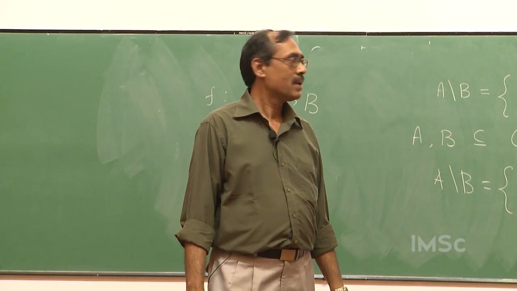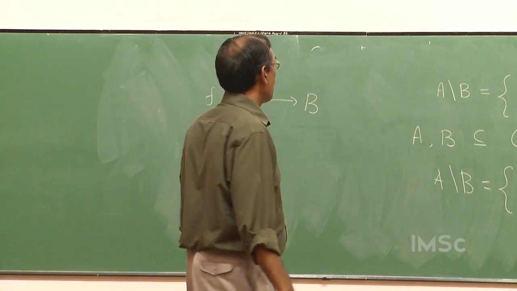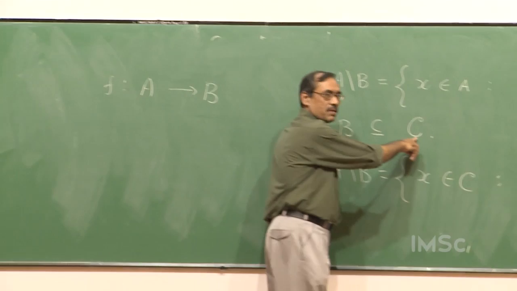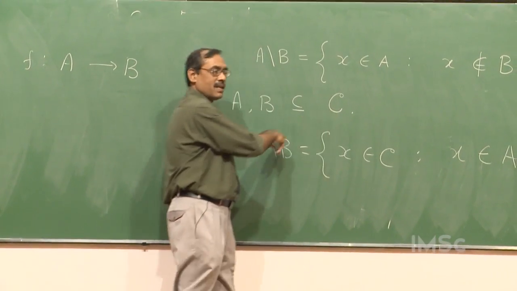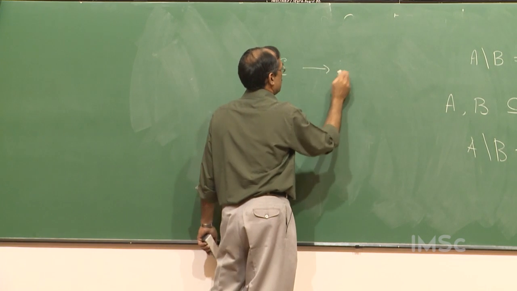Okay. Now, suppose I take A minus B like this. So now all these A and B are subsets of C. Okay. Now, I take a function f from C to some D.